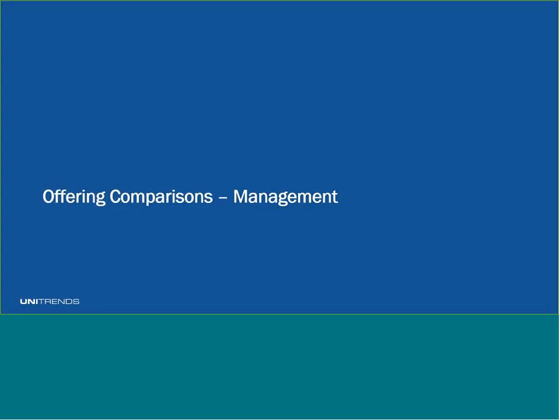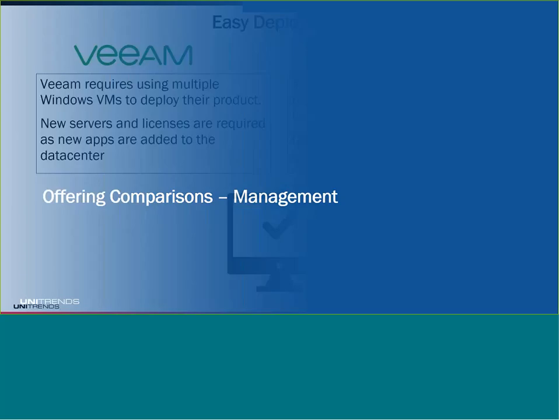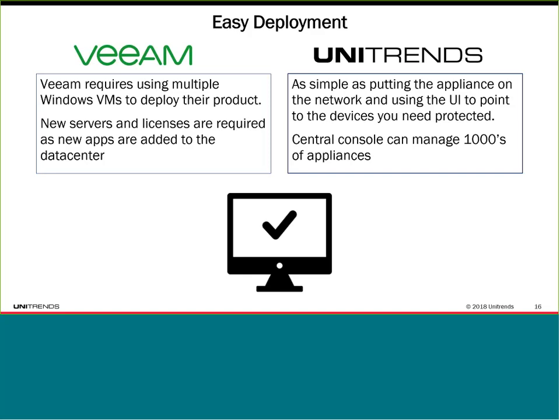I was talking a bit earlier about the architecture and the environments and the different systems that we protect and the differences there. I want to talk now just about the overall management of the solution. So in terms of deployment, Veeam does require multiple Windows VMs to deploy their product, needing new licenses for servers and new applications that are added to the data center as you work throughout your environment.